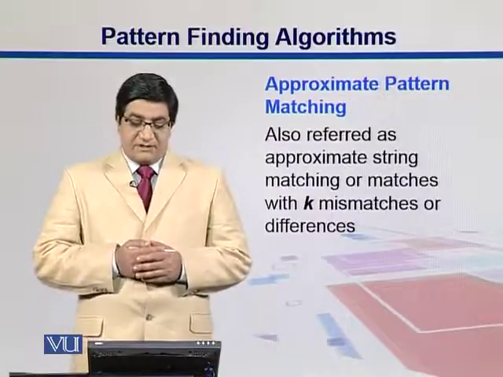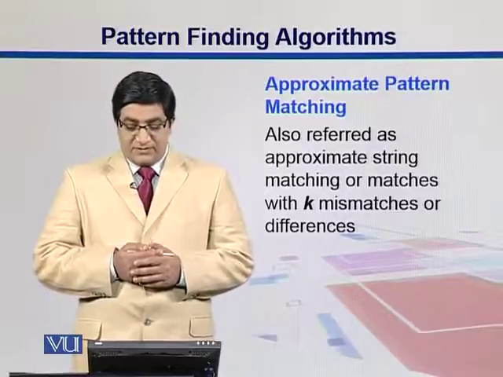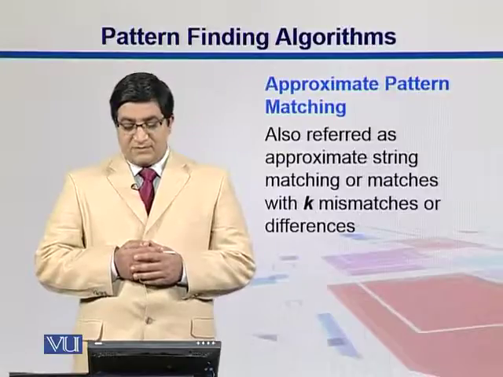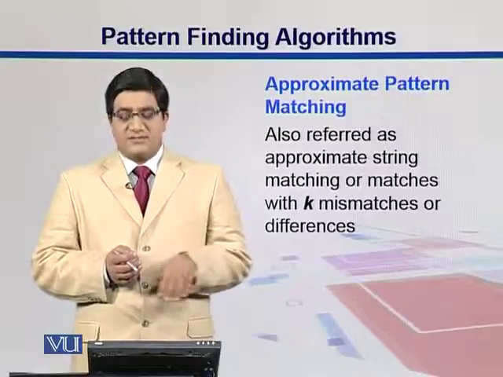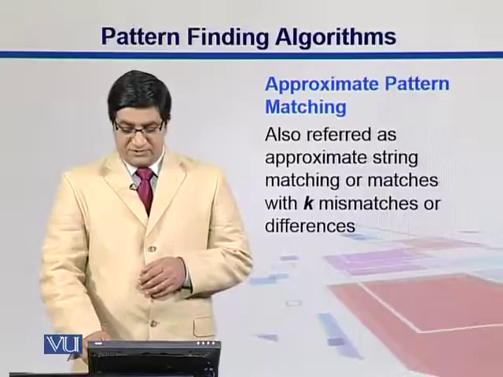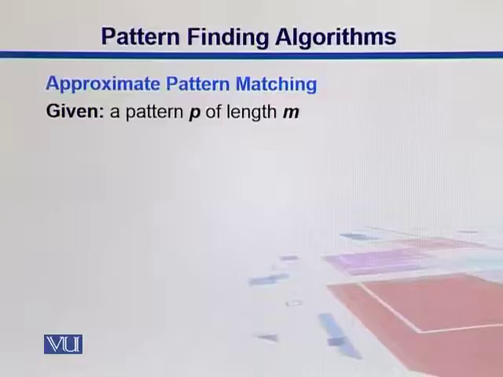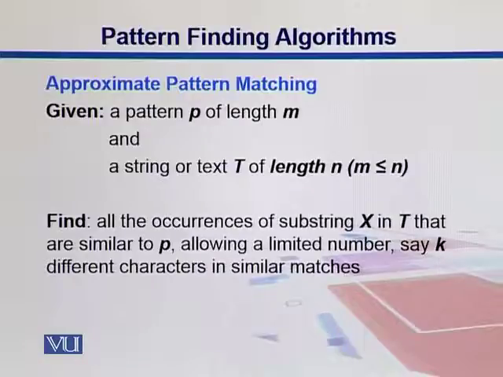Approximate matching, which is also referred to as approximate string matching, matches with k mismatches or differences. So two things: they match with some mismatches, so we can allow up to k mismatches in this approximate pattern matching search. So in approximate pattern matching, we are given a pattern P of length m and a string of text T whose length is n, and we are interested in occurrences of a substring x in T that are similar to P, allowing a limited number, say k, of different characters.